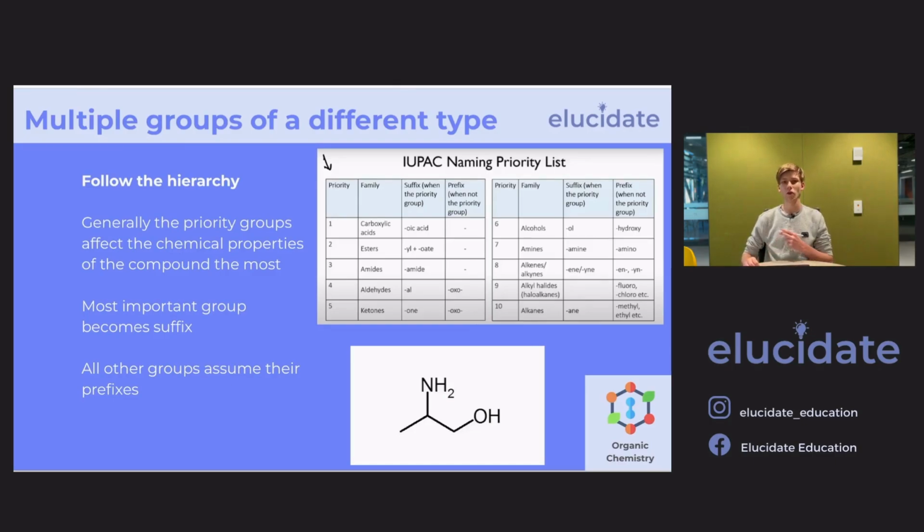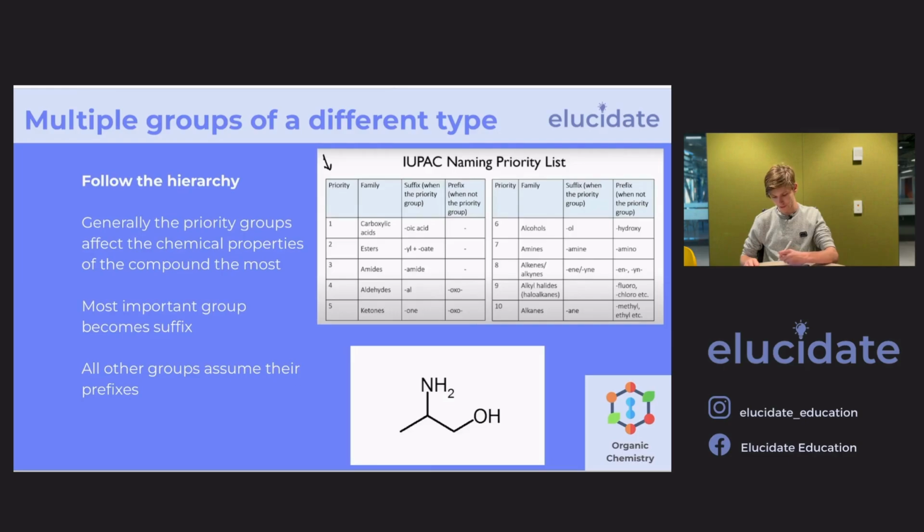So normally the strategy for solving problems like these is to first identify which one is the highest priority functional group, and then look at the other functional groups and put them before the main chain and added functional group structure that we've seen before. So let's have a look at that with this example right here.